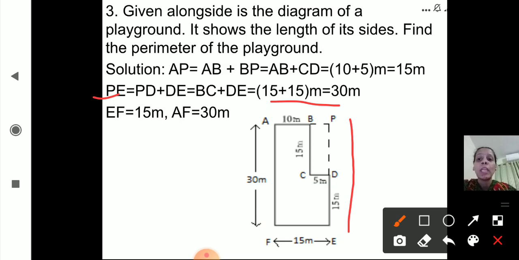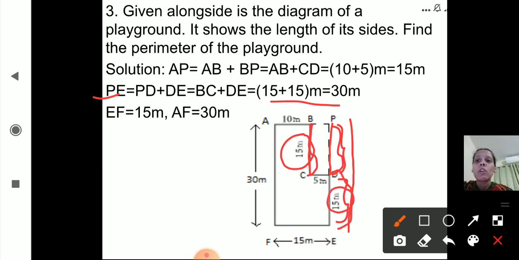Now length of PE is equal to PD plus DE. Right? Now PD is not given, but length of BC is given, which is similar to length of PD. So in place of PD we can take the measure of length of BC. Why? Because length of BC is equal to length of PD. Okay. So what is the length of BC? That is 15, which is given here. And what is the length of DE? That is 15. So 15 plus 15, that is 30 meter.